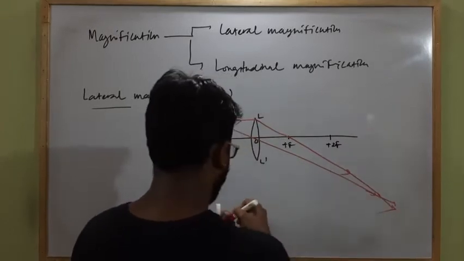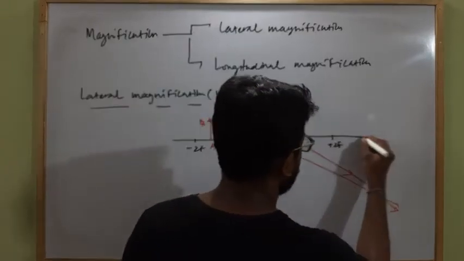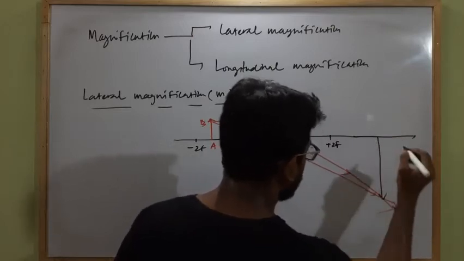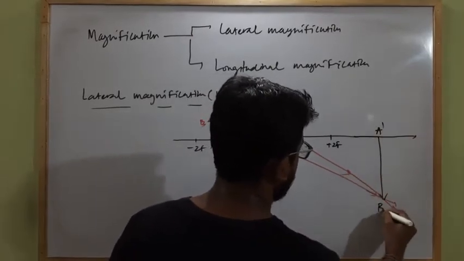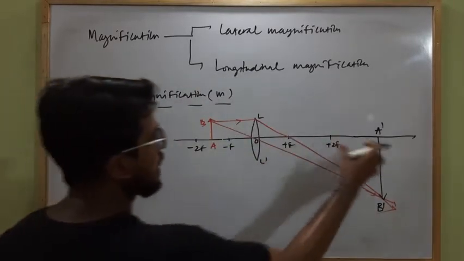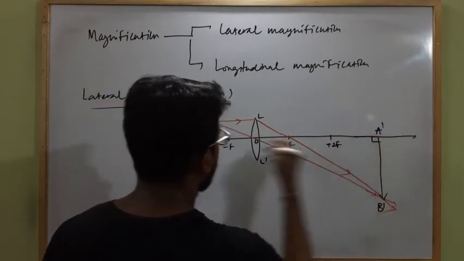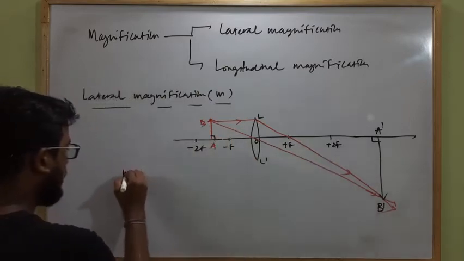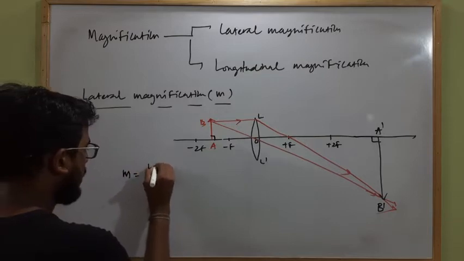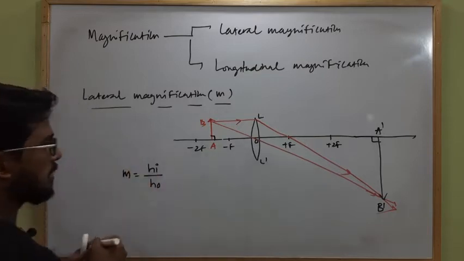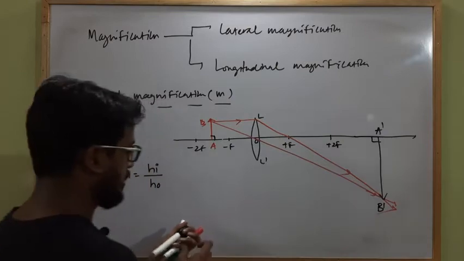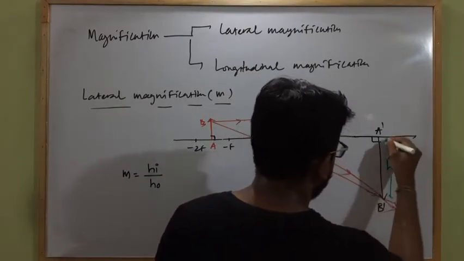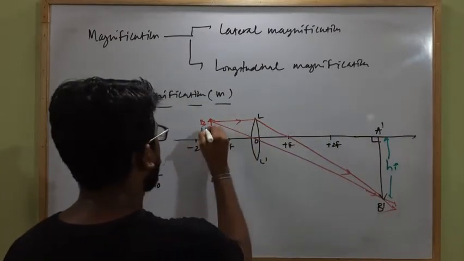So if the principal axis is extended along this direction, this will be the inverted real image A dash B dash of the object AB, which is enlarged, becoming larger in comparison to the object. So what is magnification? Here magnification M can be given as the height of image divided by the height of object. This is HI, the height of image, and this is HO, the height of object.